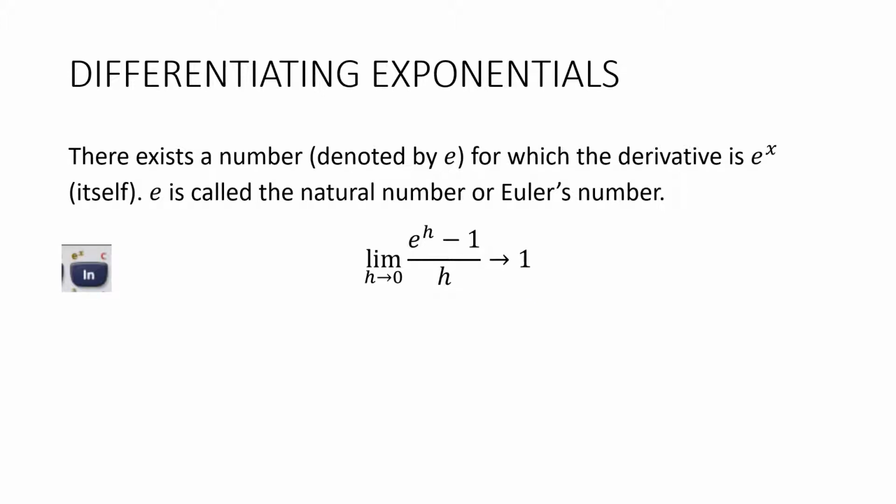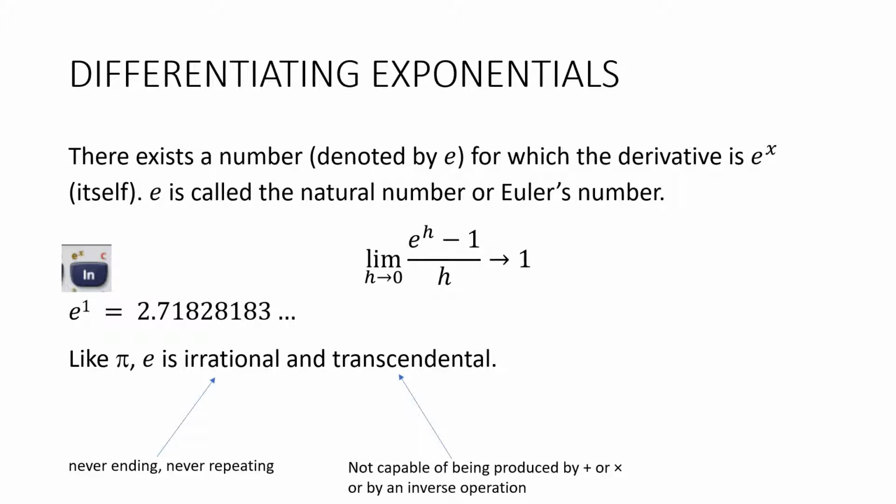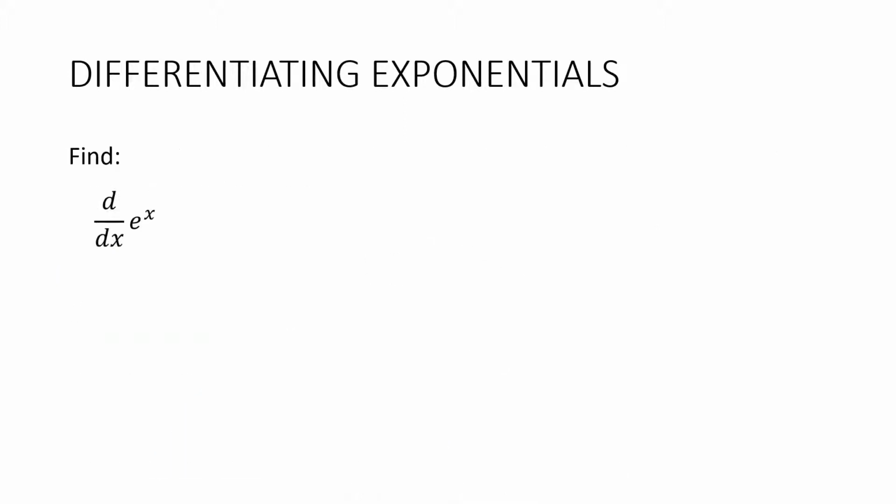Now on the calculator, you'll find it above the ln button, or looks like e to the x. You'll have to put a 1 in where the x is to get its value. It's approximately equal to 2.718281883, etc. And just like pi, e is irrational, which means it never ends and never repeats, and it's transcendental, which means you can't get it from solving an equation, which of course makes our life pretty easy.